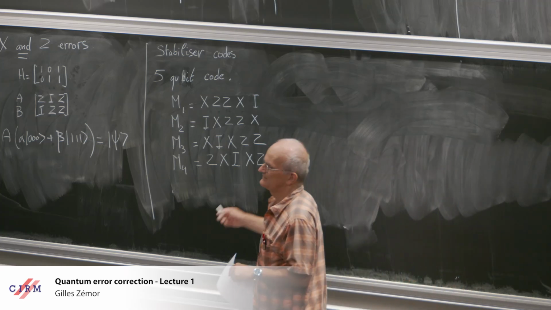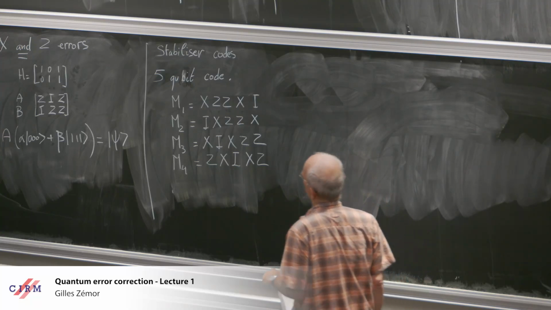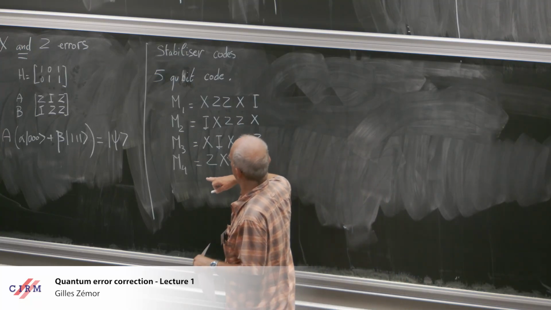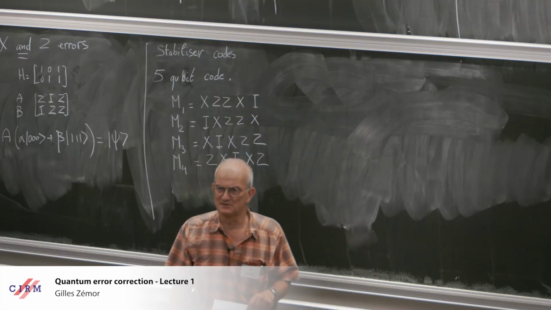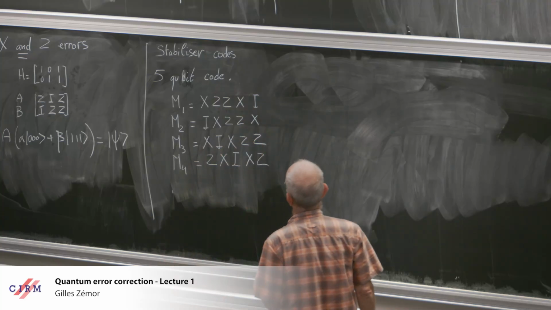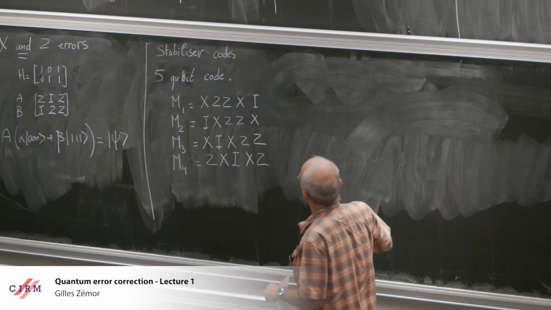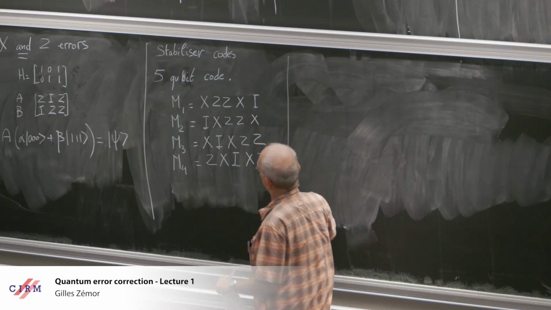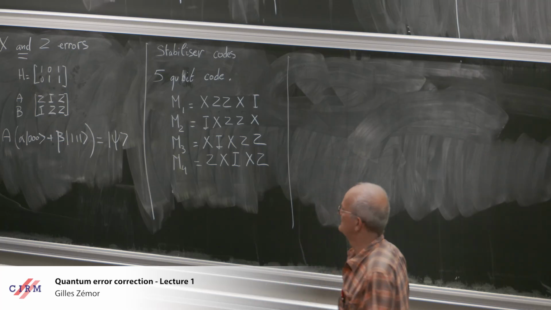That's it. There's a fifth cyclic shift, but this fifth cyclic shift is really the product of these four operators, so I'm not going to need it. These are a bunch of operators. Now, let me define the quantum code.